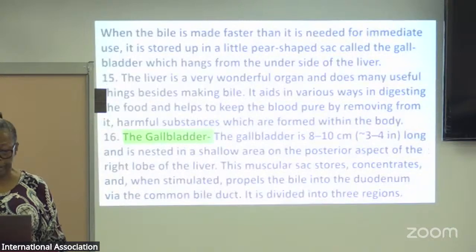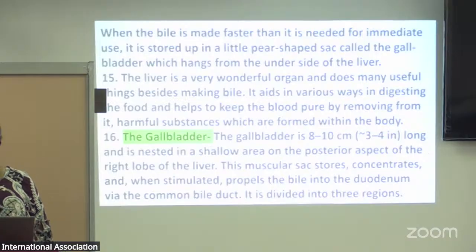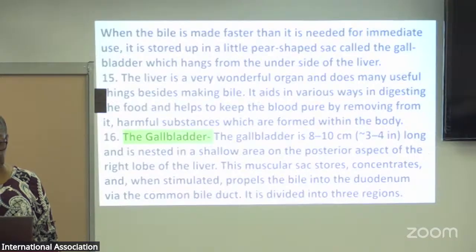So the gallbladder, this muscular sac, stores concentrated bile and, when stimulated, propels the bile into the duodenum via the common bile duct. It is divided into 3 regions.